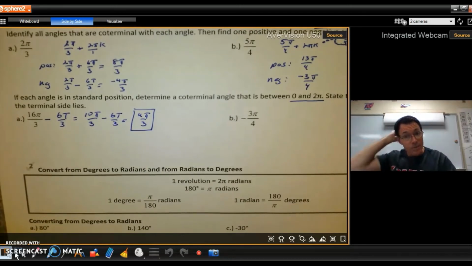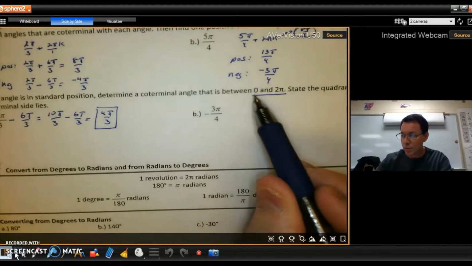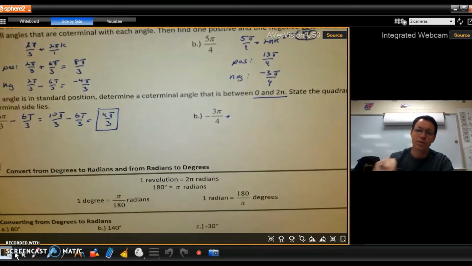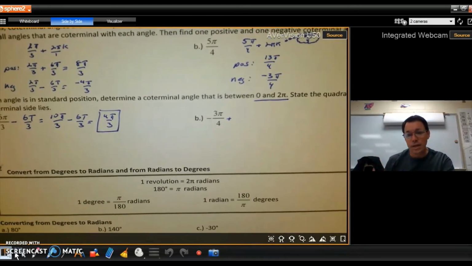The next one's negative. That's a negative angle. Don't want a negative angle. I need numbers that are between 0 and 2 pi, so it's going to be positive. So we're going to add 1 revolution. So what am I going to write? I need to rewrite the number 2 pi, but in a way that has a common denominator.